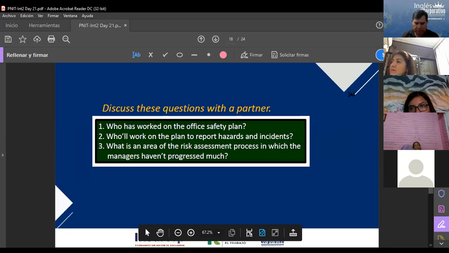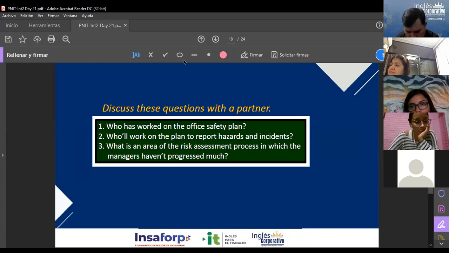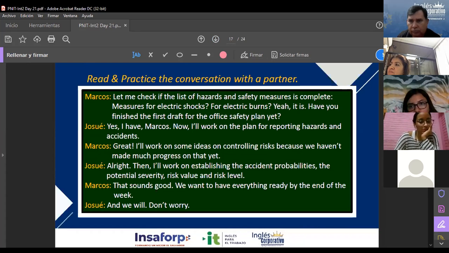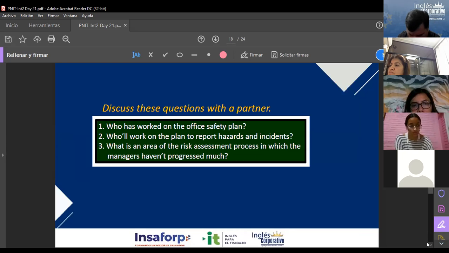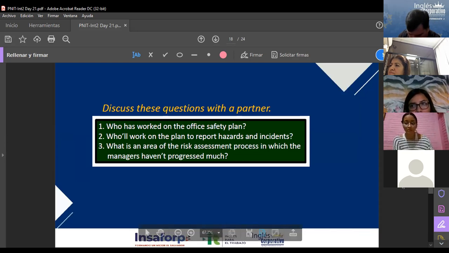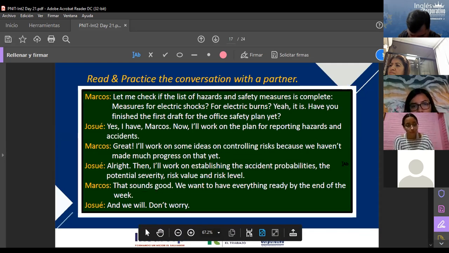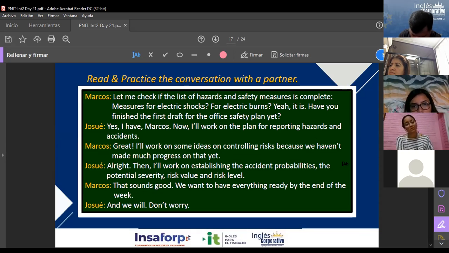Next page. We discuss that question. First, who has worked on the office safety plans? Josue? Josue worked on the safety plan. Okay. Who has worked on an office safety plan? Josue. Yes, I have, Marcos. I will work on a plan on reporting hazards and accidents. Yeah, he works.